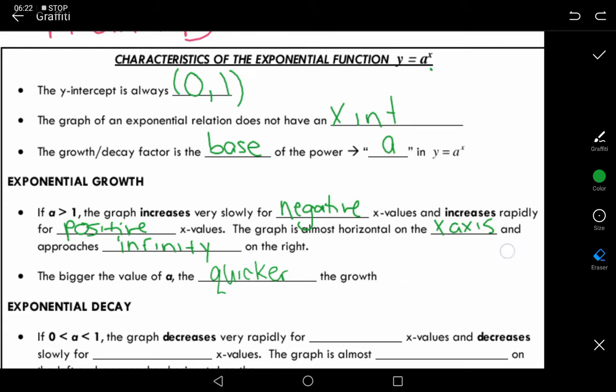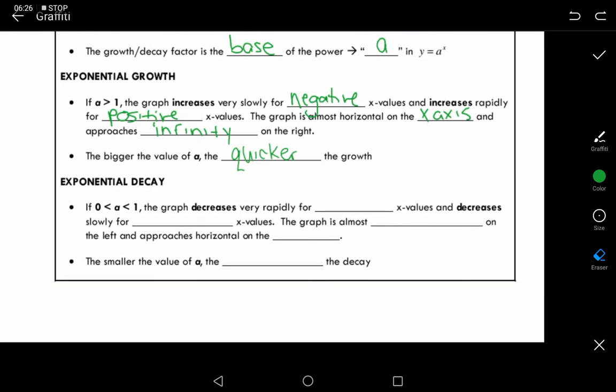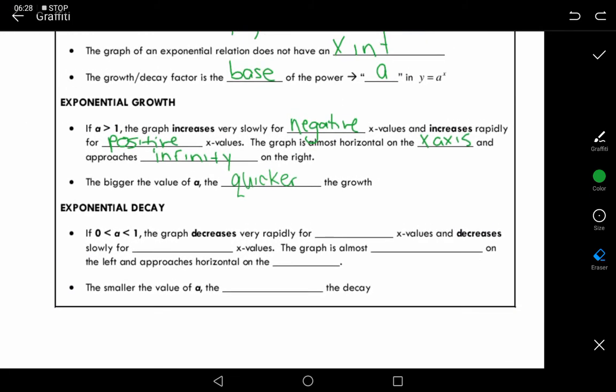There we go. Exponential decay, on the other hand. Decay occurs, as we learned in our last note, if a is between 0 and 1. So the graph is going to decrease rapidly.